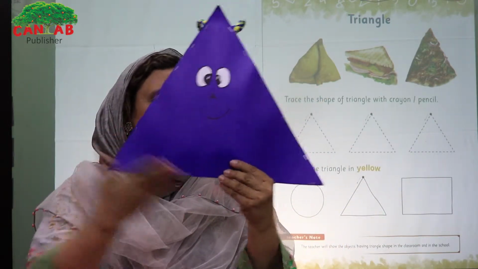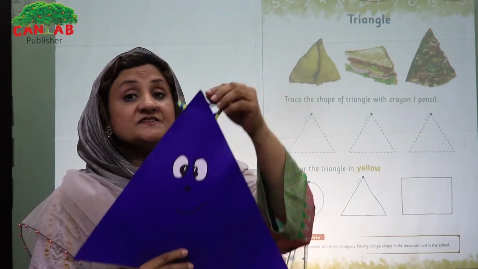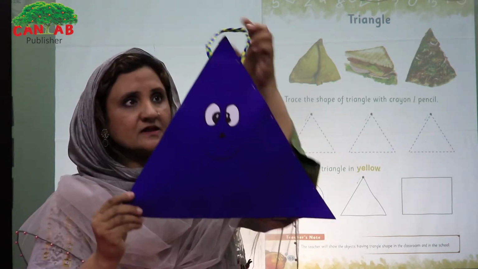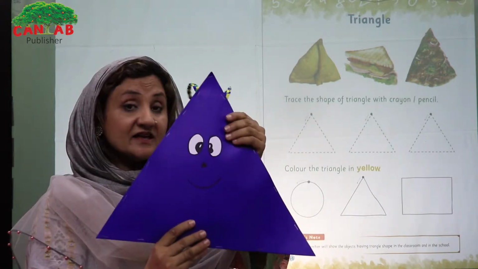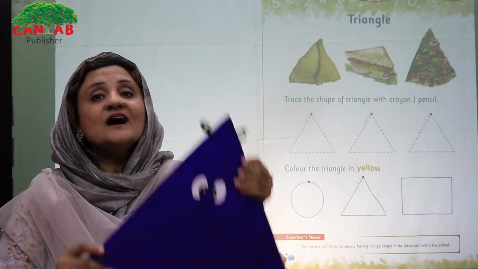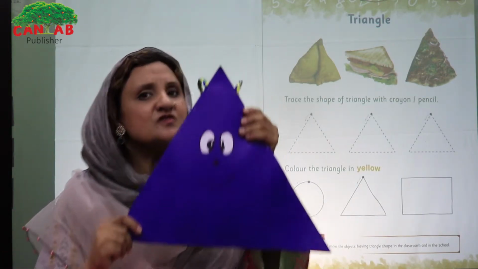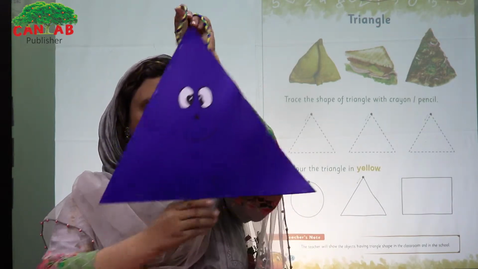1, 2, 3. It is having 3 sides. 1, 2, 3. It is having 3 sides. So this is called a triangle. This is a triangle.